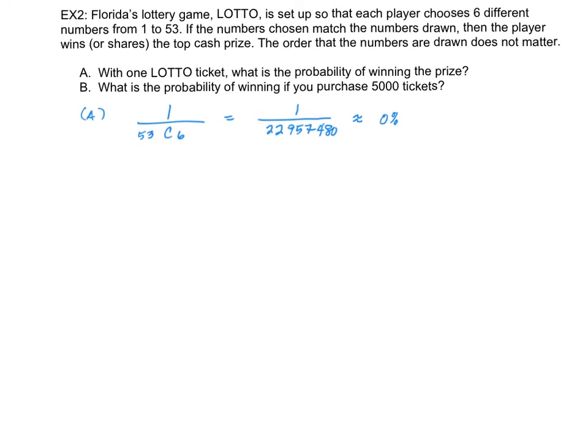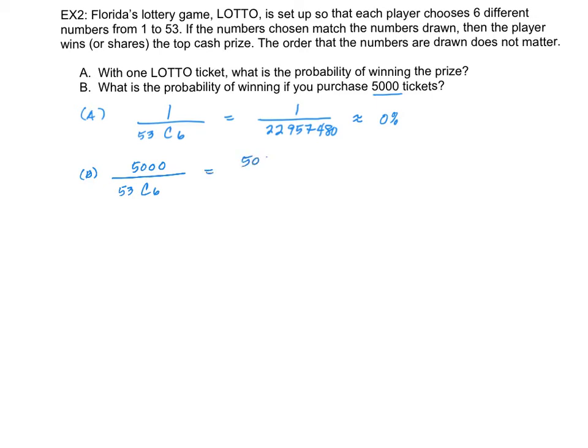Let's look at part B. Let's make it more interesting. Let's say that you purchase 5,000 tickets. So if you purchase 5,000 tickets, that should help your chances because now you have 5,000 ways that you could win. The denominator is still the same. It's still out of the 53 numbers, you're choosing 6 and it's a combination.